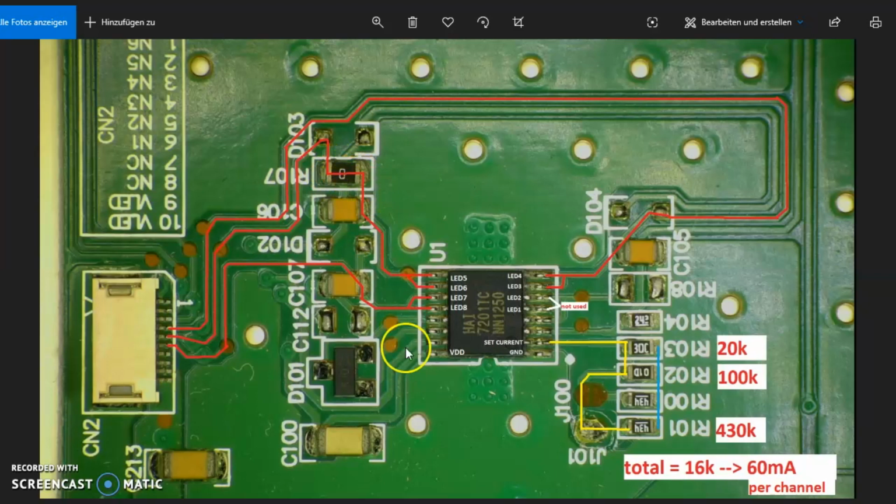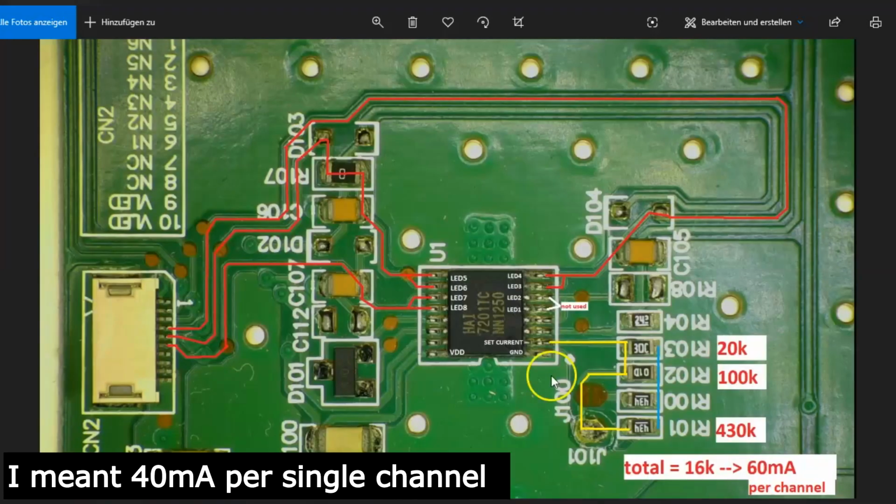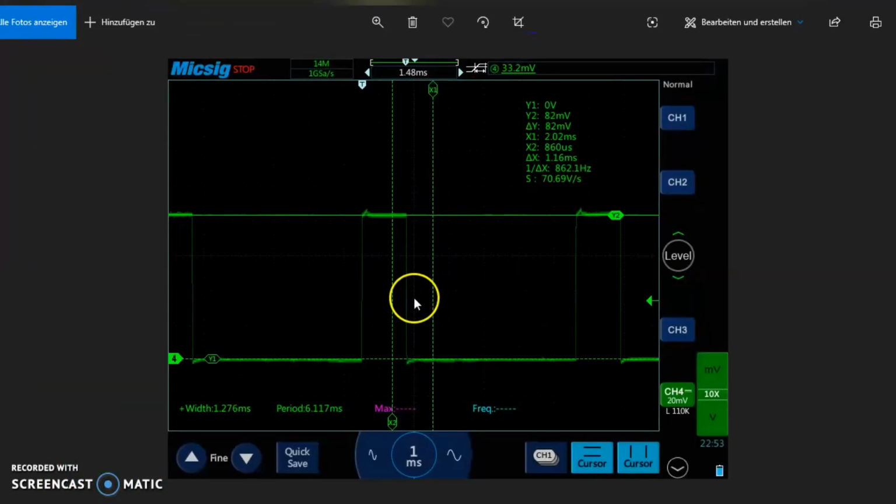So I replaced this 0-ohm resistor with 1 ohm to be able to measure the output current, and it's 120 milliamps for two channels, so that's 60 milliamps for one output channel of this driver, and they put two in parallel. And we will increase this to 40 milliamps per channel, so that's 80 milliamps going through the LEDs. And for that I remove the 20k and the 100k and put a 24 kilo ohm resistor instead. And here we see it's 80 milliamps for the LEDs.